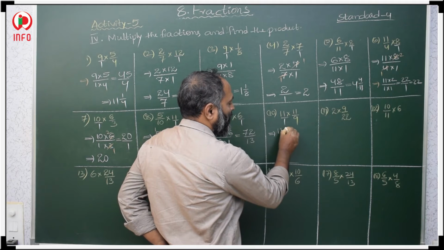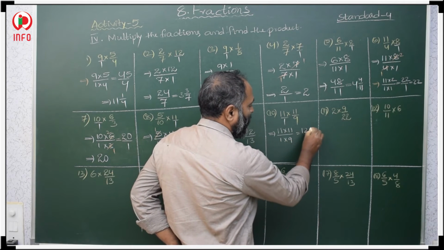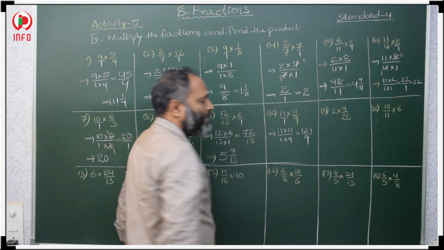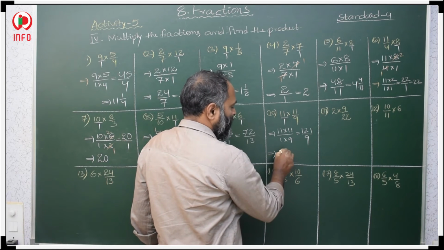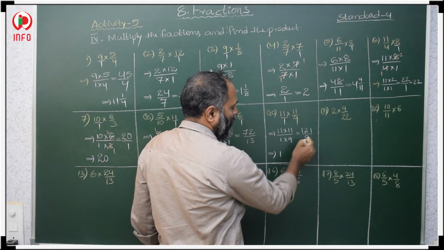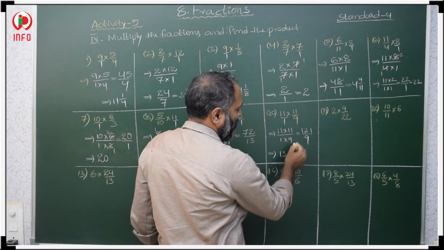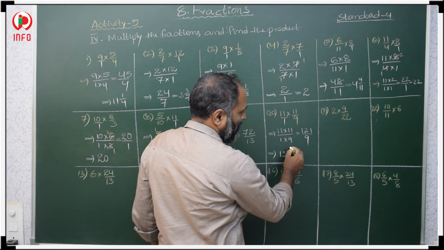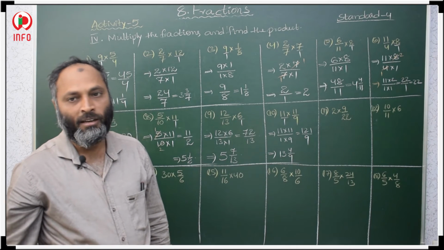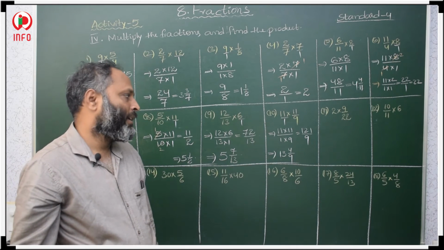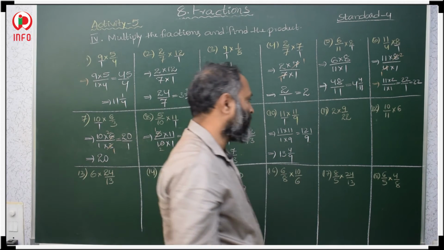Then by 1. 11 into 11 by 1 into 9. 11 11s are 121 by 9. So this is an improper fraction, we have to convert into mixed. 9 1s are 9, 3 left, 31. 9 3s are 27, 31, 4 left. 13 4 by 9. So if you don't know, just divide and check, okay, and do your sum.